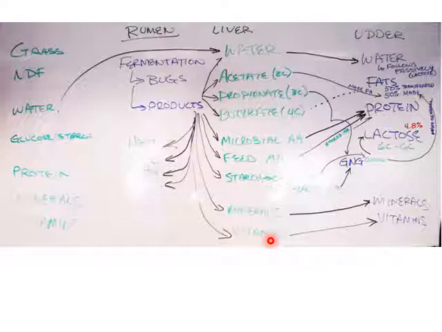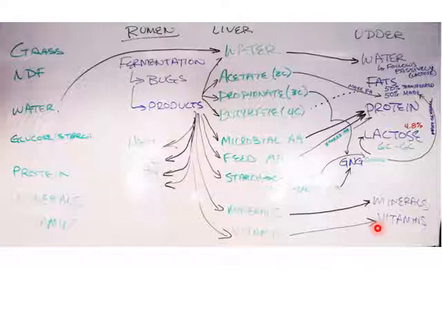Some A and D and E might be stored in the liver. The B vitamins are certainly going to pass out very quickly to the rest of the body. They are water soluble vitamins, but they're created either by the plants in the diet or by the microbes. They're going to be absorbed into the liver and pass unchanged into the vitamins of the milk.